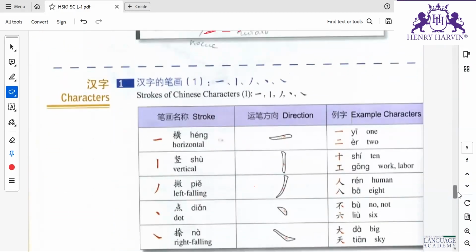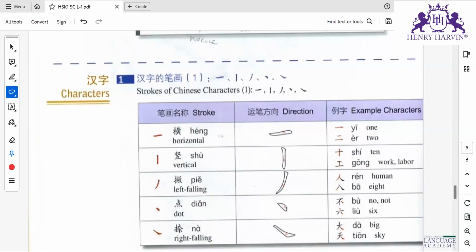Now for writing characters, we have strokes in Chinese. See here, this is yi. Yi is number one. Yi is the pinyin, and this is the character. This is one stroke. If I write this again, this is two strokes. This is three strokes. Strokes can be like this also. Yi, number one, is one stroke. Number two has two strokes.